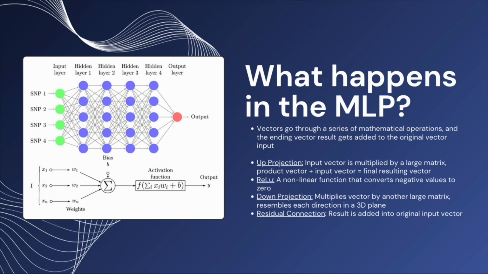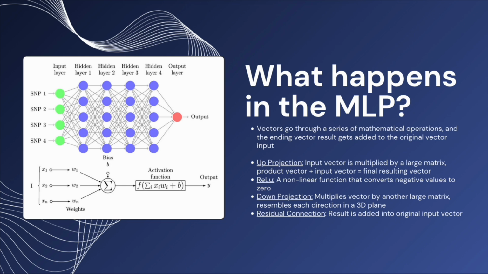The first operation is the up projection. It takes the input vector and multiplies it by a large matrix, which is like a set of questions that the vector is asked, and the product vector is then added to the input vector, and the sum of those two vectors will be the final result. That result is then passed through the next operation, which is the ReLU operation. It is a nonlinear function that converts negative values to 0, allowing the machine to create better distinctions between vectors.